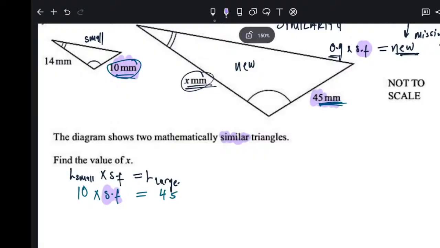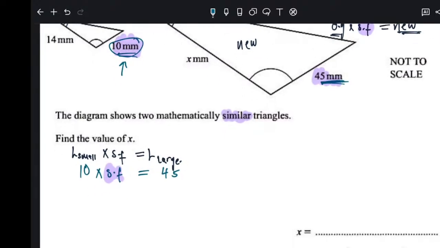Why did you put large on this side? Because it's the one that has a missing side that we'll find in step number 2. So we started with this 10 because we have him here, 45. We can't start with 14 because we don't have him. He's an X. We don't have him. We can't start with him. So now look at it. You're going to say 10 times scale factor. You now say scale factor is equal to 45 over 10.